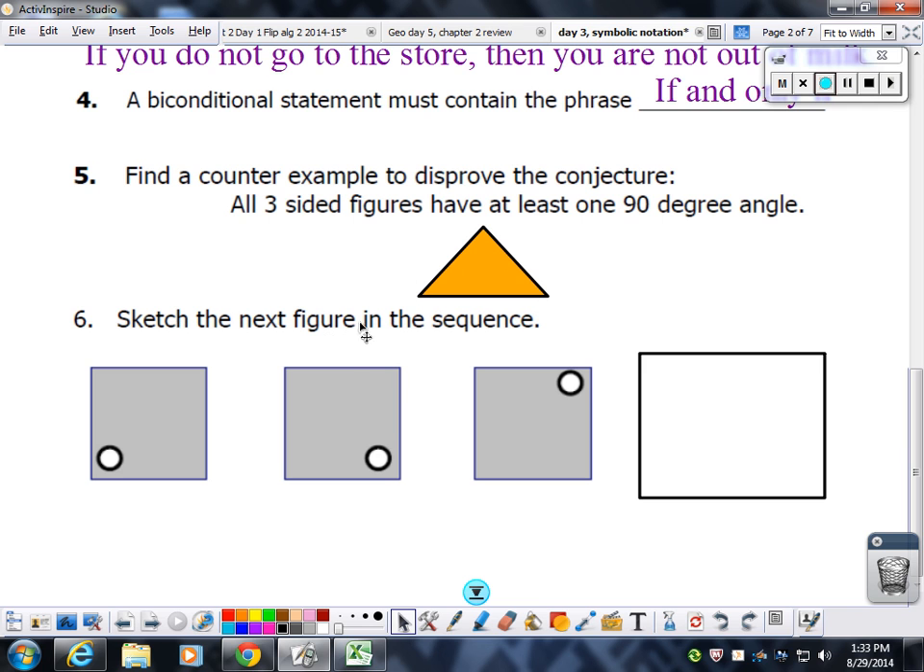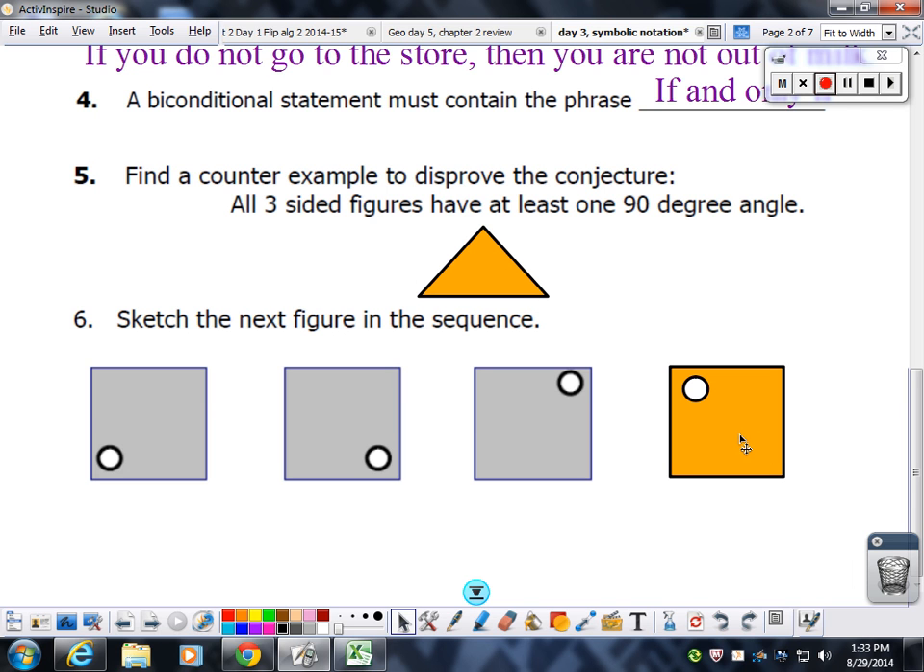Number 6 asks you to sketch the next figure in this sequence. You can see we've got squares. The circle appears to be moving in this direction. So the next figure would look like this.